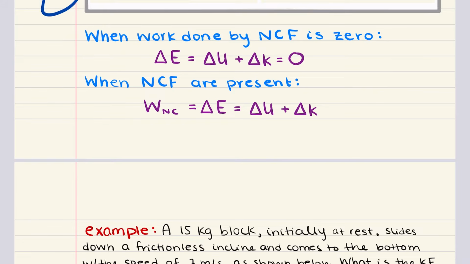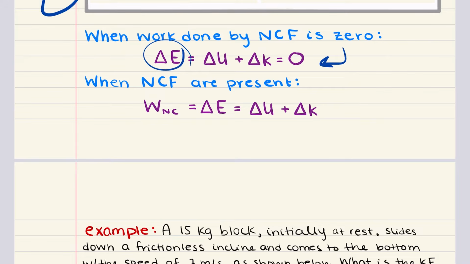When only conservative forces are acting on a system, the total mechanical energy remains constant. And this can be expressed mathematically with this equation right here. This equation tells us that any decrease in potential energy will be exactly offset by an increase in kinetic energy and vice versa. So for example, when an object falls, its potential energy decreases, but its kinetic energy increases by the same amount, keeping the total mechanical energy constant.